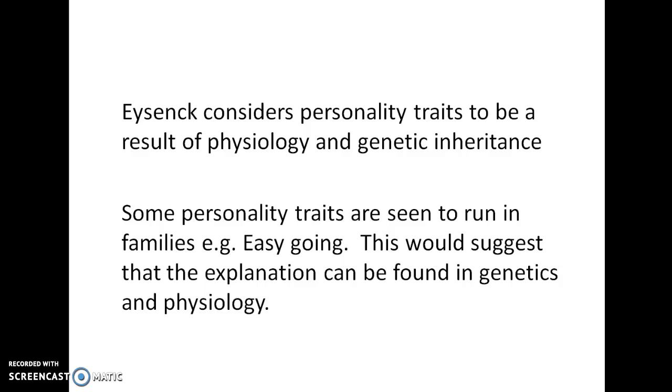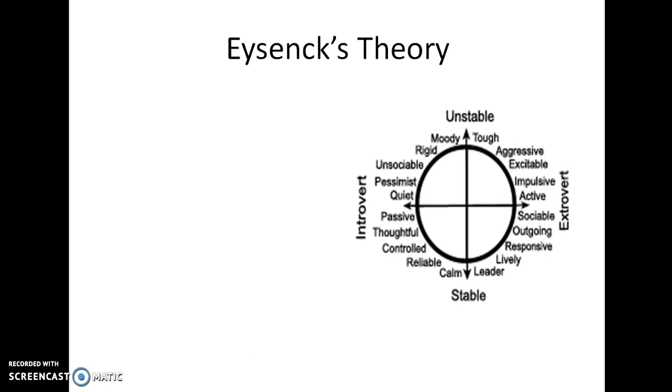So Eysenck seems to think that the reason that we've got this personality is down to our genetics and our physiology, less than things that actually happen to us. So what is his theory then? Eysenck says we've got two main dimensions of personality.